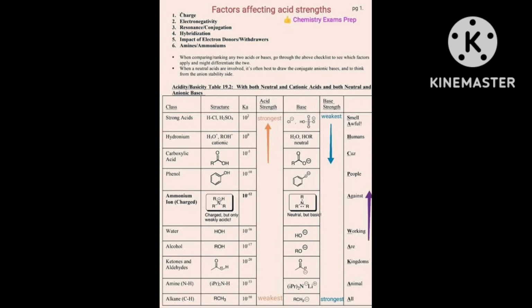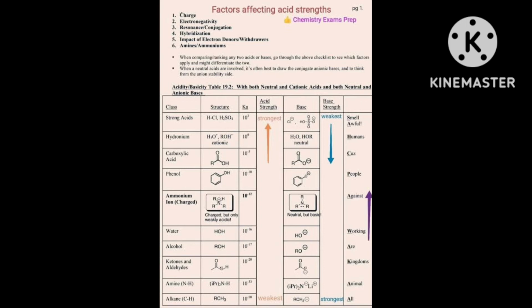Methane CH4 is less than ammonia, and ammonia is less than H2O. Ammonia is actually basic, but we are talking about acid strength, so it is more acidic than methane, and ammonia is less acidic than H2O, and H2O is less than HF. This is the acid strength I have told you in a period.